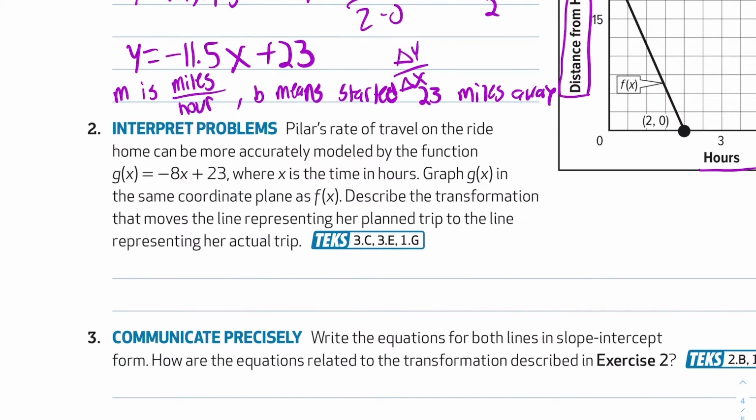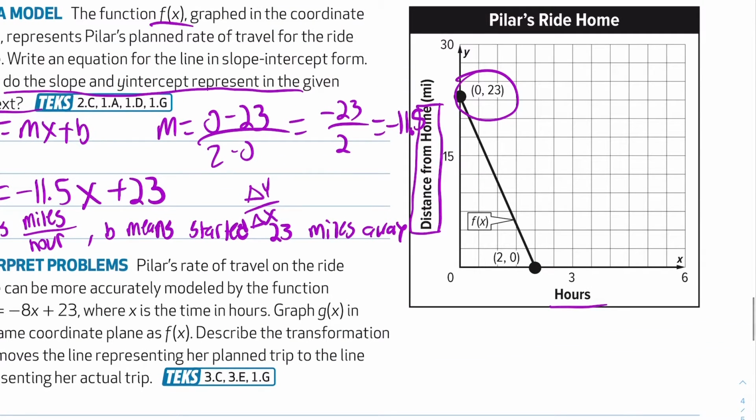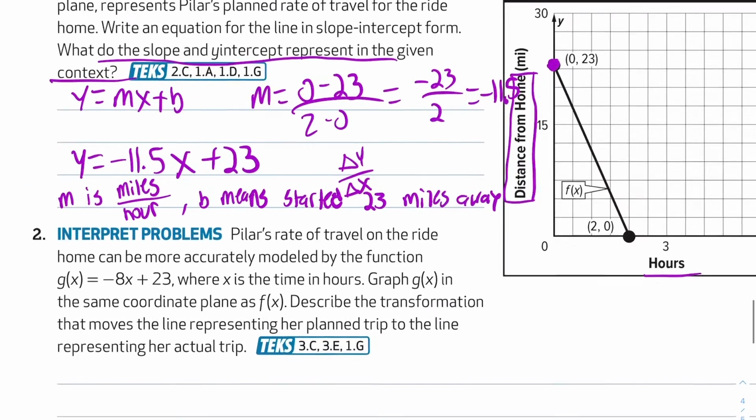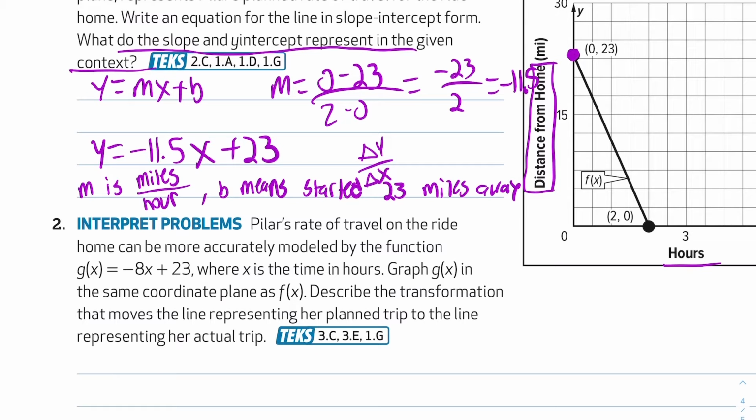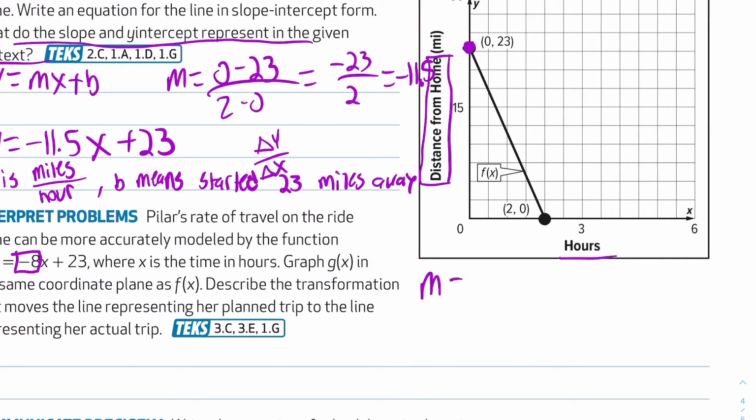Pilar's rate of travel on the ride can be more accurately modeled by the function g of x equals negative 8x plus 23. Okay? It says graph g of x. It said the y-intercept was 23, so that'll be one of our points. And we don't know the next point, but what we do know is that we have a slope of negative 8. m equals negative 8, which means we should rise negative 8 whenever we run one space over.